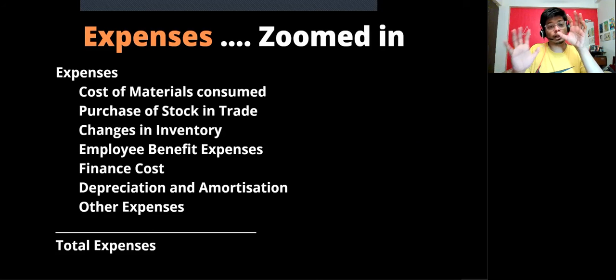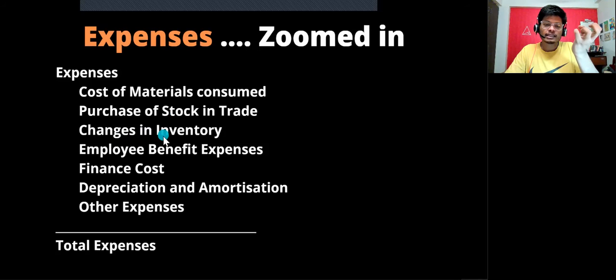Now let's come into the last part, expenses. Expenses comprise the cost of material consumed. Cost of material consumed includes any kind of raw material that you purchased. The cost price of that raw material you have to take. Purchase of stock in trade is basically any material that you have purchased during the year.